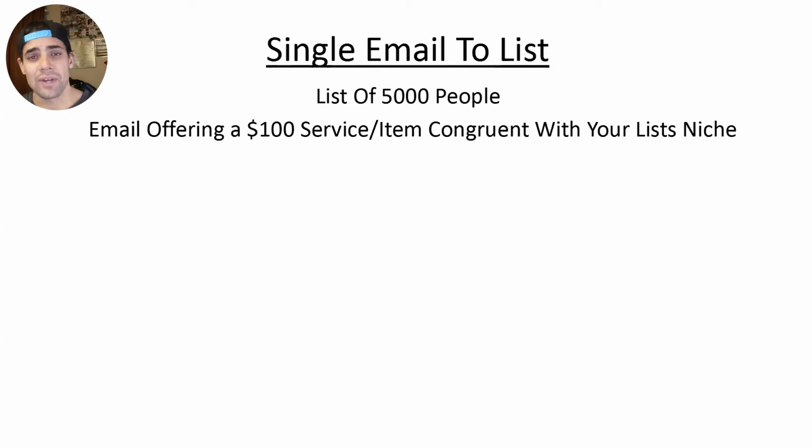If I had a list of 5,000 people interested in dog training, and then I sent them a $100 offer to save money on their nails, like their own personal nails, not the dog nails, I'm not going to have congruency there. I might get 1 or 2 sales, but it's not something you want to bank on, right?